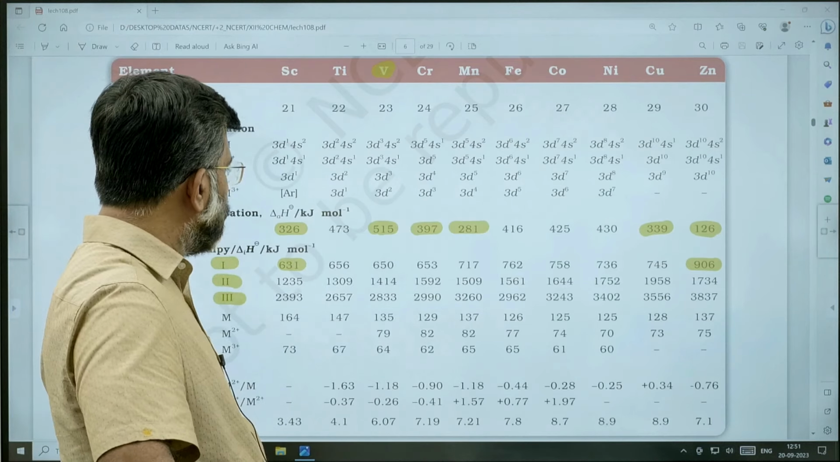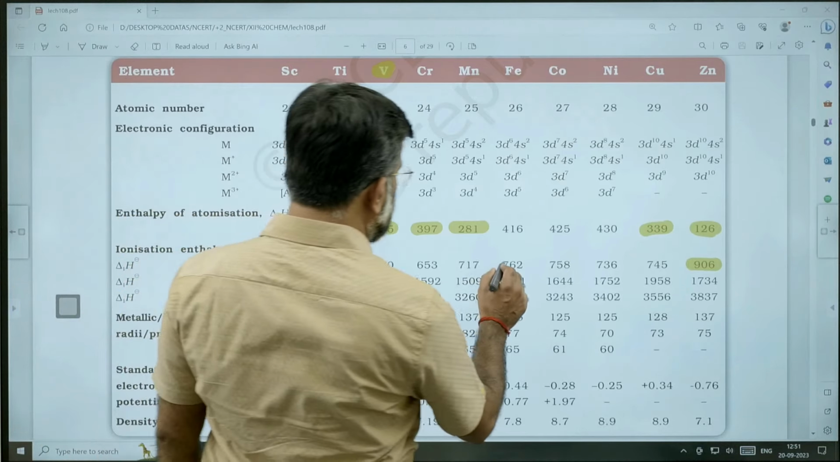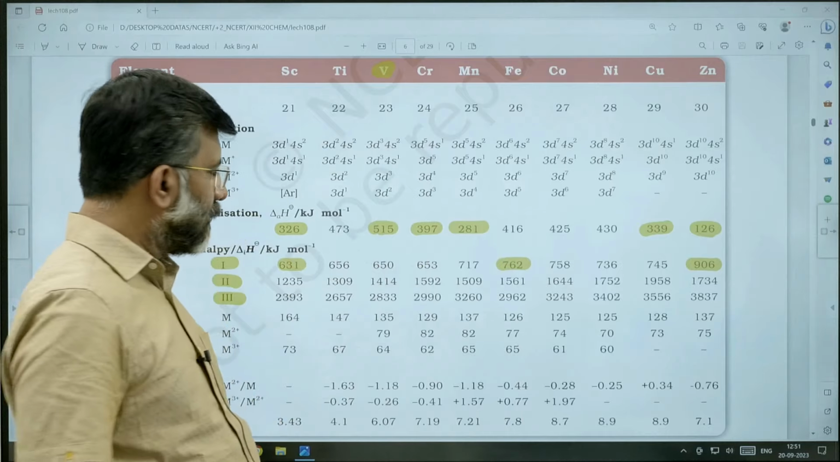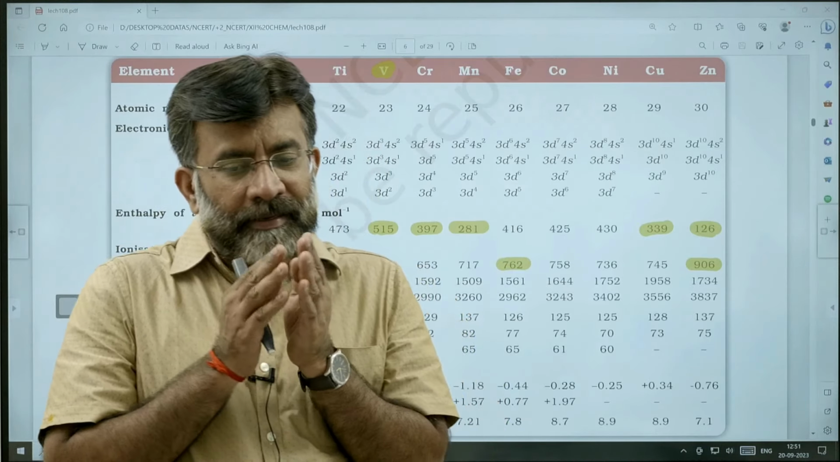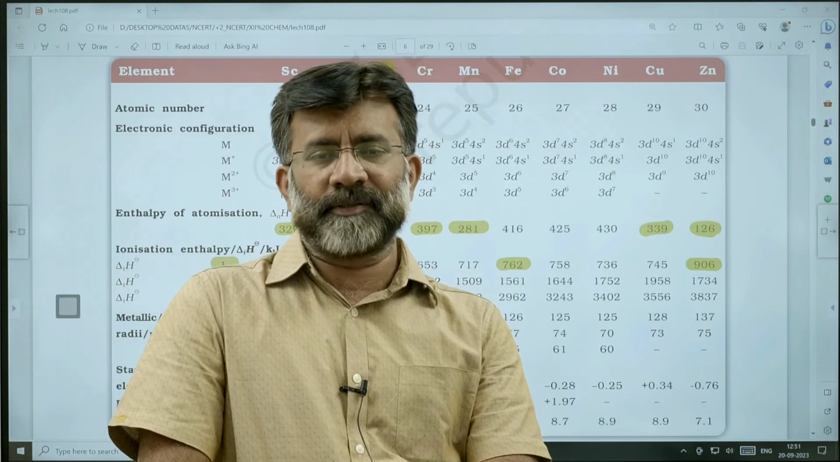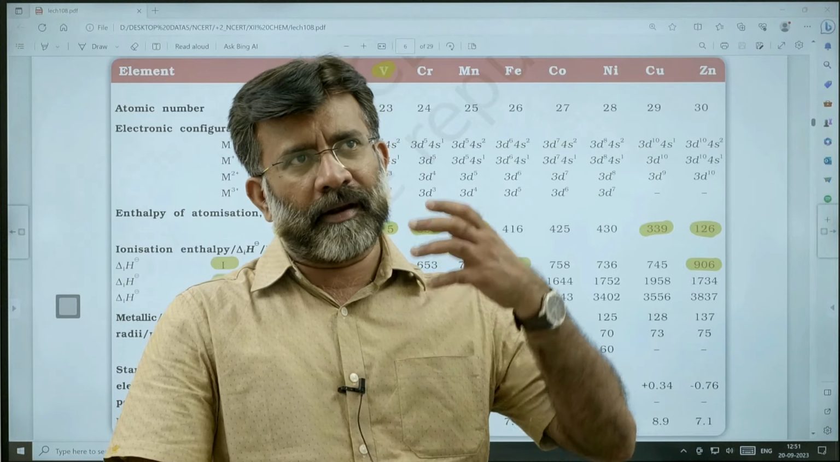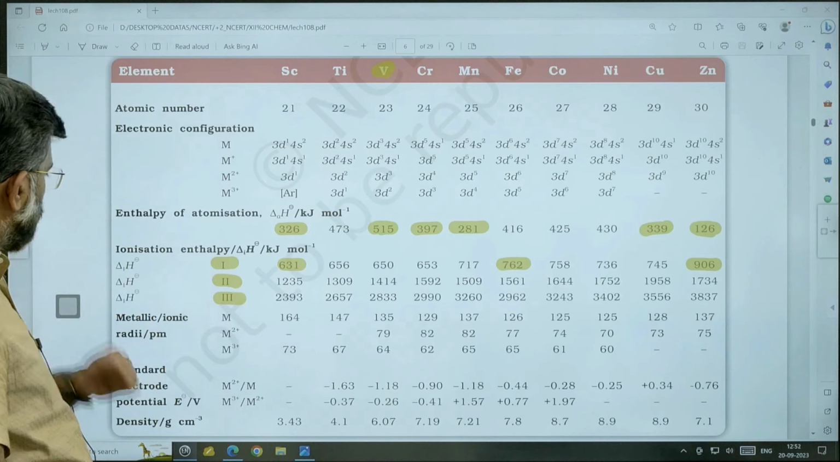906 is there, and there is 762. I think this is maximum. Iron, the first ionization enthalpy, second place. So there can be questions based not on the data, but on the relative order. There can be a question: what about second ionization enthalpy?